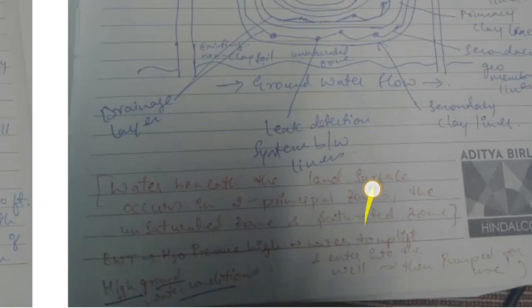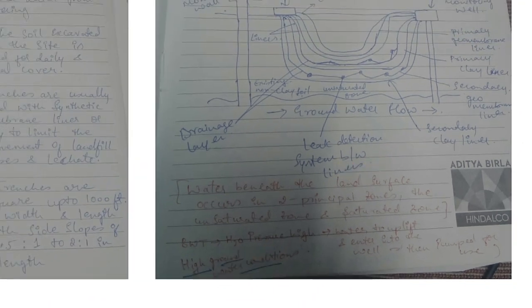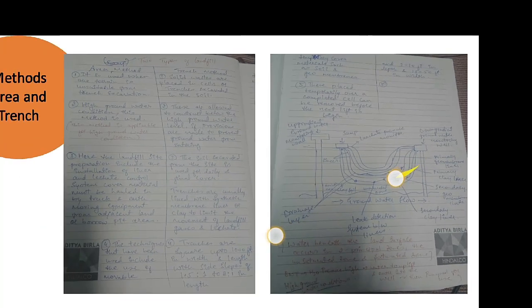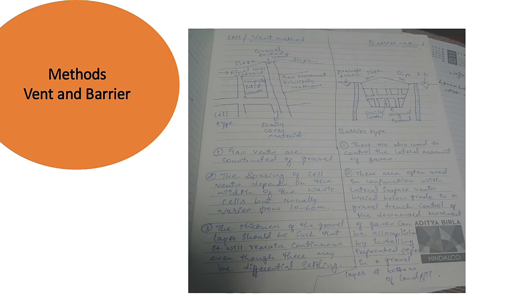And in red I have given that water beneath the land surface occurs in two principal zones, that is the unsaturated zone and the saturated zone. So that's what it is in terms of the unsaturated zone. Whatever landfills are there, they are located here.